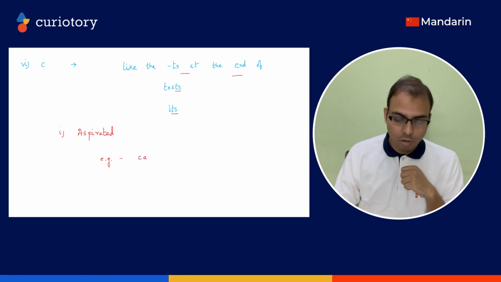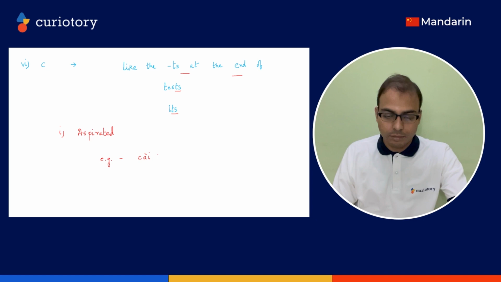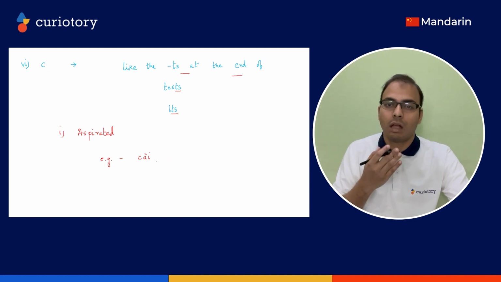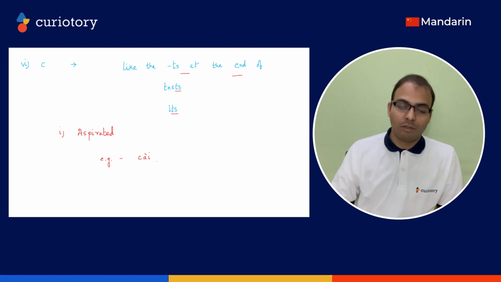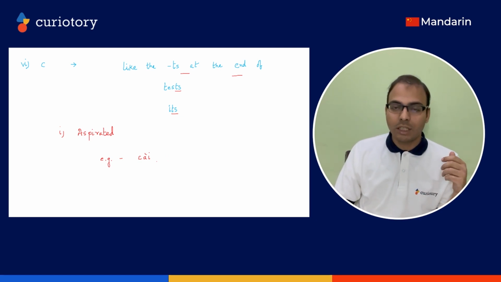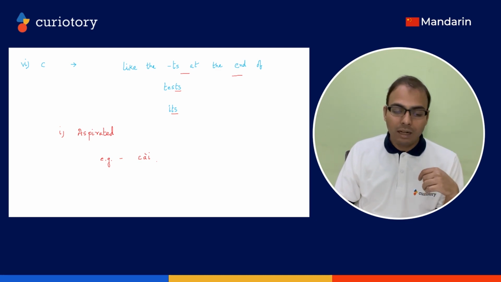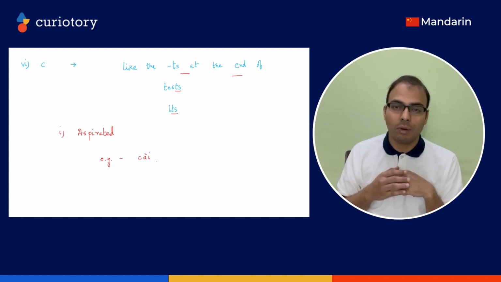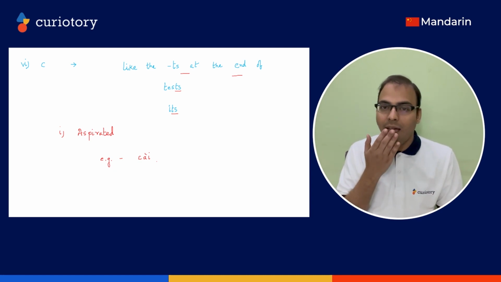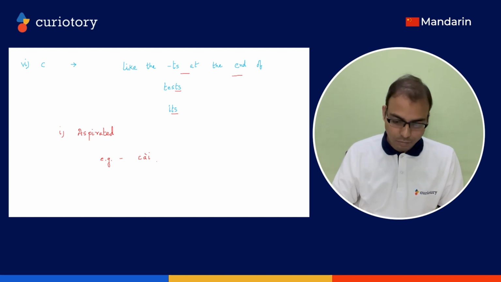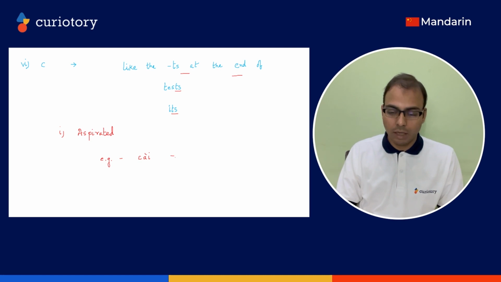So repeat after me. Okay, so we took care of two things. The first was that C should be pronounced like the TS at the end of tests, and the other aspect was that we should ensure that air is coming out of our mouth. So cai with a fourth tone. Cai means vegetable.